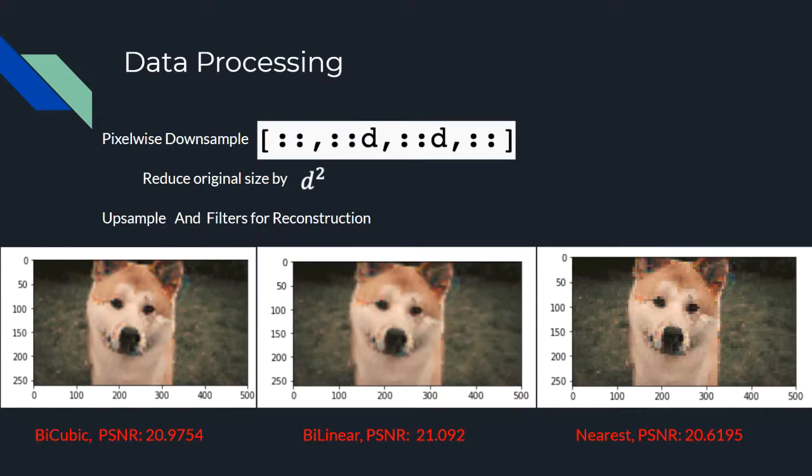When we receive the image, the first thing we did is pixel-wise downsampling by skipping every d pixels. This will reduce our image size by d squared. In order to recover as much as possible of the original image, we apply a bilinear filter during reconstruction, since it worked the best among 3 different filters we have tried.